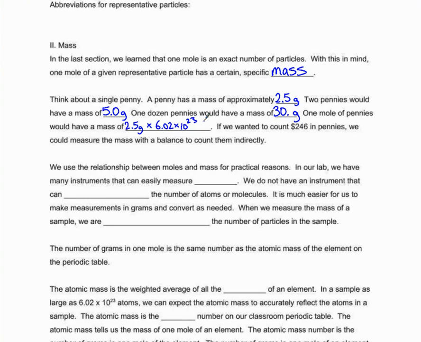And if you actually put it in a calculator, you would find a mass of 1.51 times 10 to the 24th grams, which is a very large mass. If you wanted to count $246 of pennies, you could measure the mass with a balance and count them indirectly.